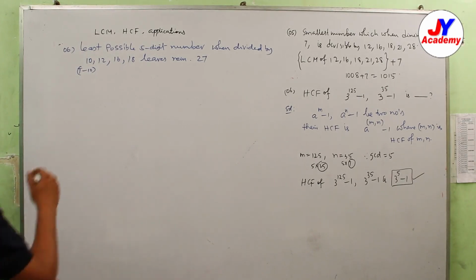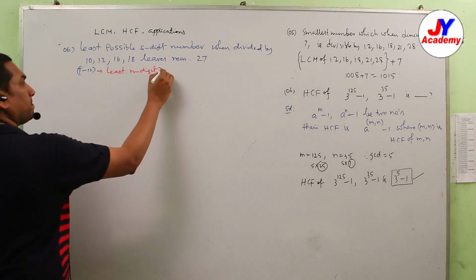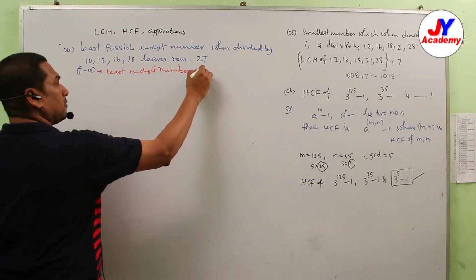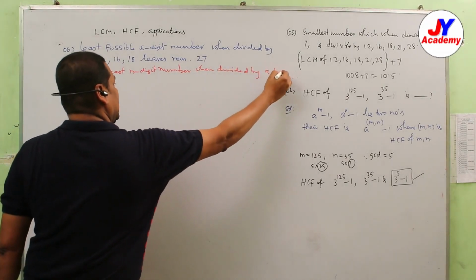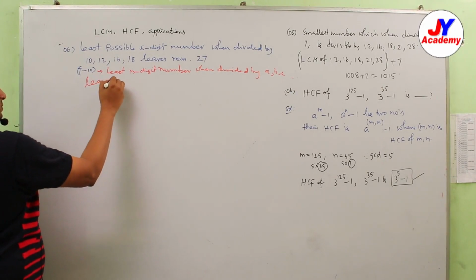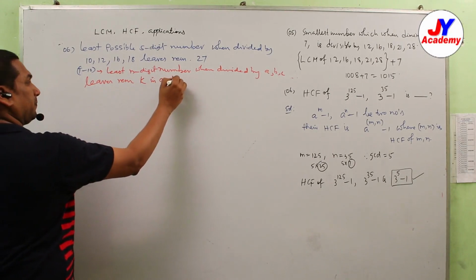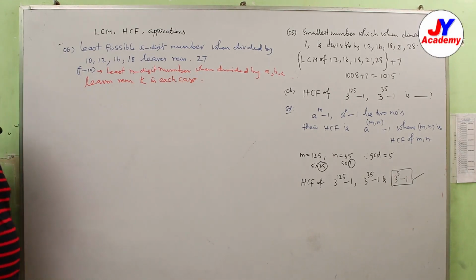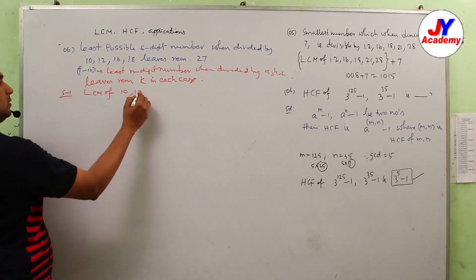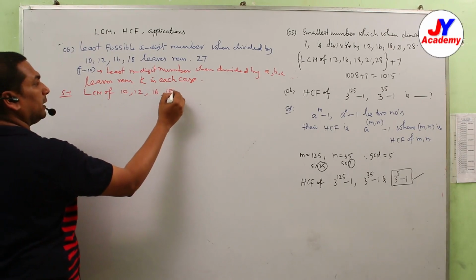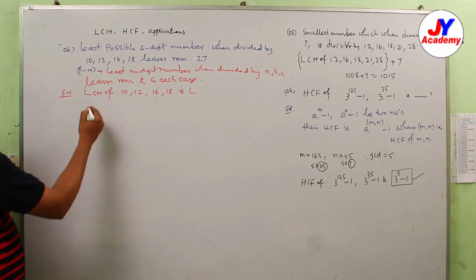Least n-digit number when divided by A, B, C leaves remainder K in each case. Okay, so step 1, the LCM of 10, 12, 16, 18 is L. So first of all we have to find the LCM.